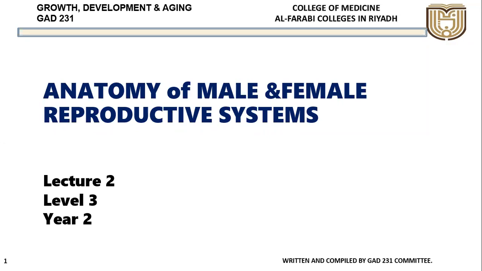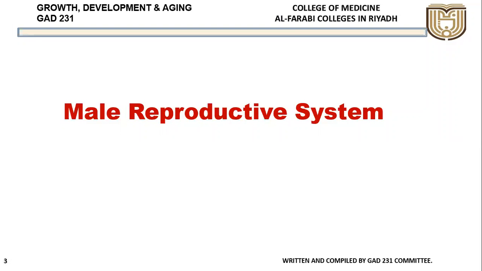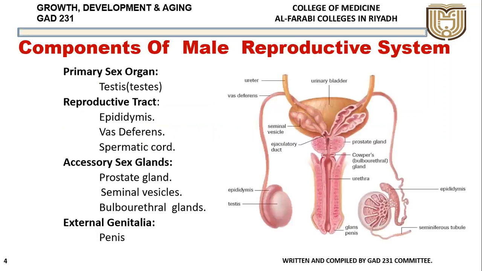You have already seen the models and some information related to that. As you know, the anatomy of the male and female reproductive system. First we'll cover the male reproductive system and then we'll go to the female reproductive system. The primary organ of male reproduction will be the testis, and in case of female, it will be the ovaries. So these are called the primary sex organs.